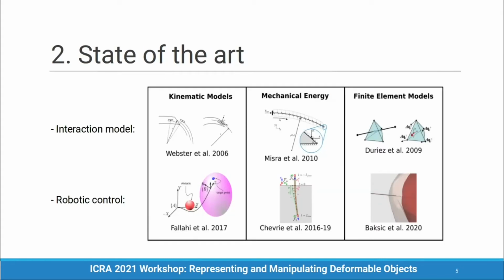The state-of-the-art discusses many approaches on how to model the needle steering and integrate it into robotic control. Both the kinematic models and mechanical energy models assume the needle insertion to happen into stationary tissues and only account for the needle deformation inside them. Finite element models, however, are able to simulate both of the deformable bodies and their interactions. We'll be taking a closer look at the Baksic et al.